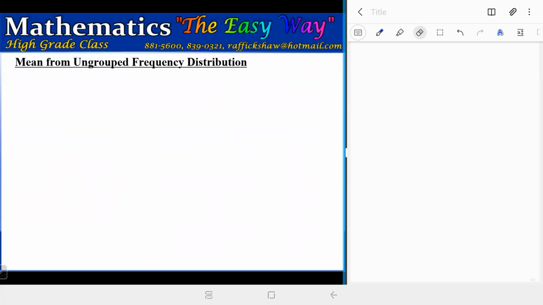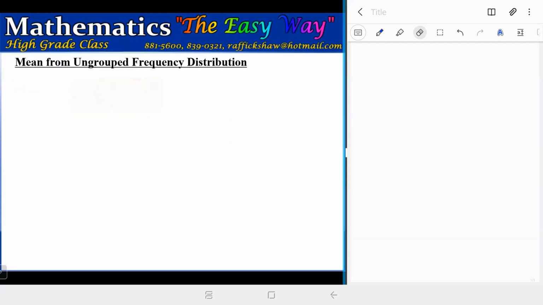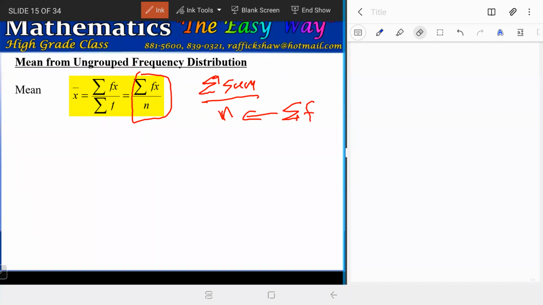All right. So the next thing we want to do now is calculate the mean from an ungrouped frequency distribution table. We just looked at how we can get the sum of all the values and also the number of values, and that's all we really need for the mean. Therefore, it comes out to that formula. It's the sum of the values divided by the number of values, which is the sum of the f. So you sum the sum column and divide it by the number of values, which is the sum of the frequency.